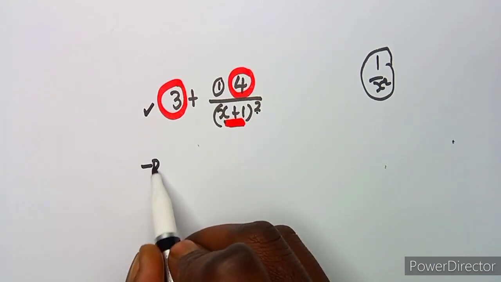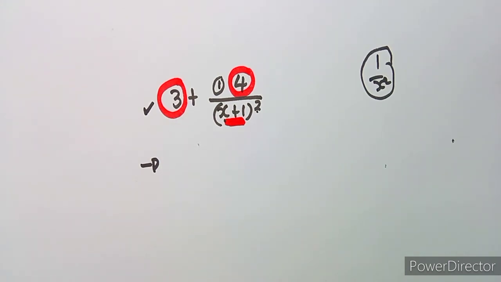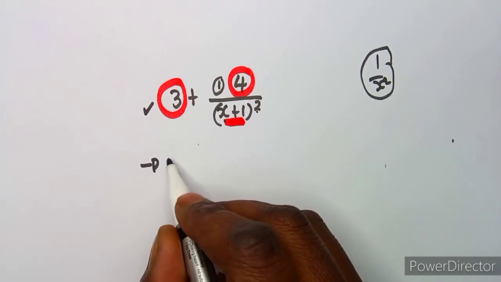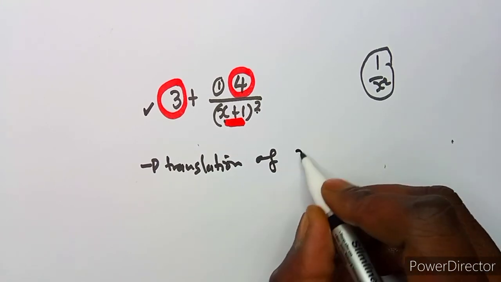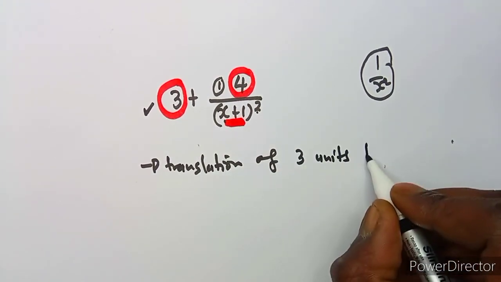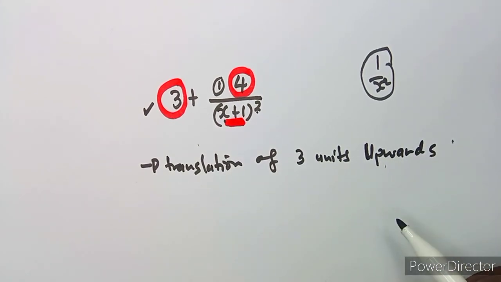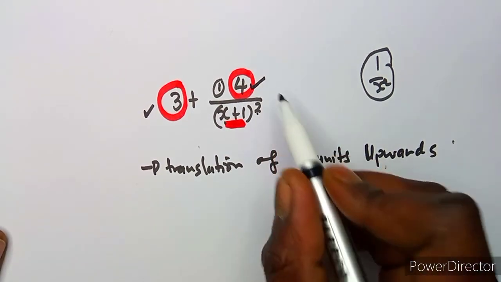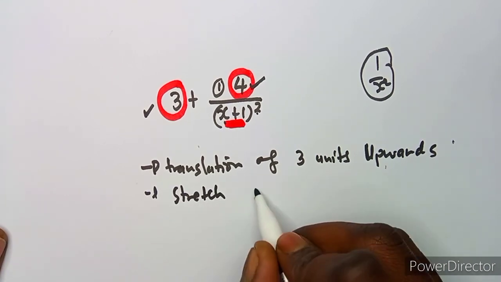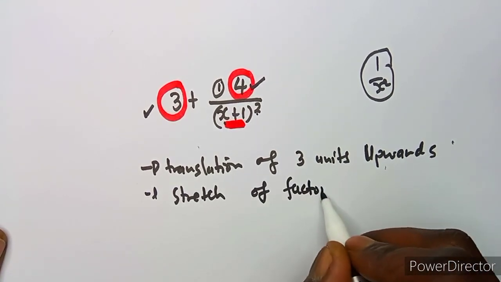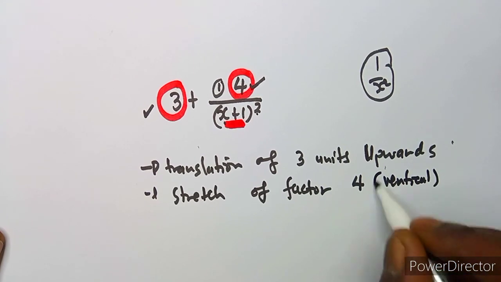What is it representing? This 3 is actually a translation. It's just adding to the function f of x plus 3. So it's just added. So here we are having a translation of 3 units upwards, because it's adding. So it's going up. All right, then here we've got a 4, which, from the presentation that time that I explained, is a stretch. This is a stretch of vector 4 vertically, that is in the y-axis.